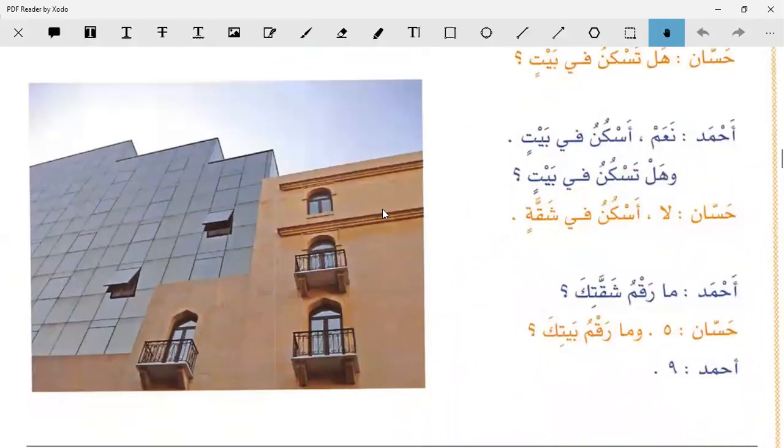Ma rakamu shakkatika, what is the number of your apartment? Khamsa, khamsa means five. Wa ma rakamu baytika, and what is your house number? He says, tisa, nine. Now we'll take a break here, and after 5 minutes we will continue again.